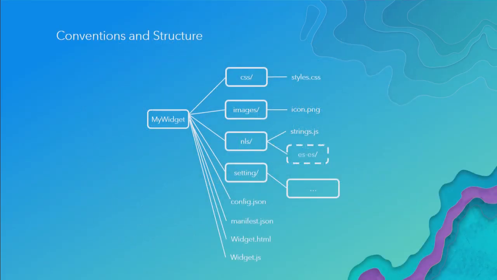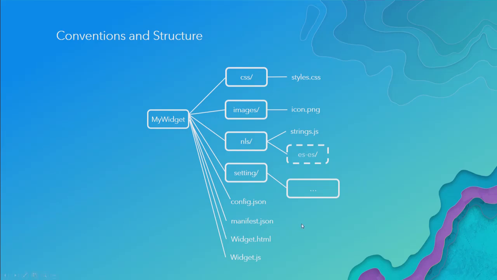The structure of a Web AppBuilder widget is quite opinionated, which is another way of saying Web AppBuilder expects certain files to be in certain places. On here, the manifest.json file is required. That's what tells Web AppBuilder about your particular widget. It has some metadata and some property data that talks about the functionality of your widget. We'll talk about that more later. The widget.js file is also required. That's the main entry point into your widget, your JavaScript logic. Everything else here is optional.